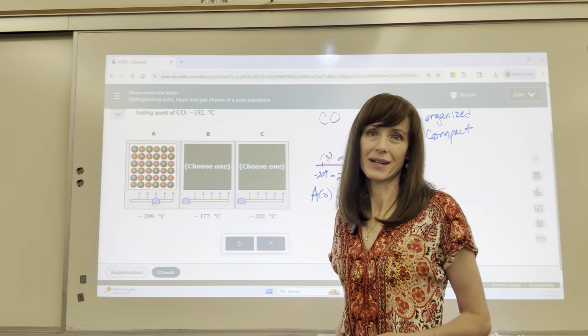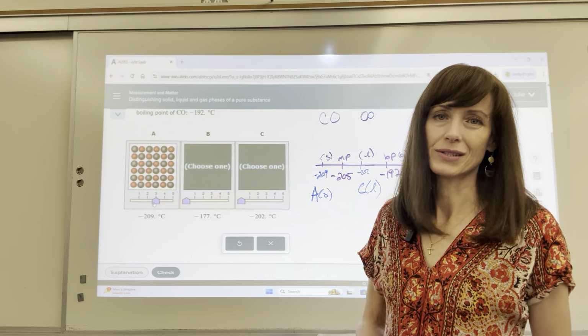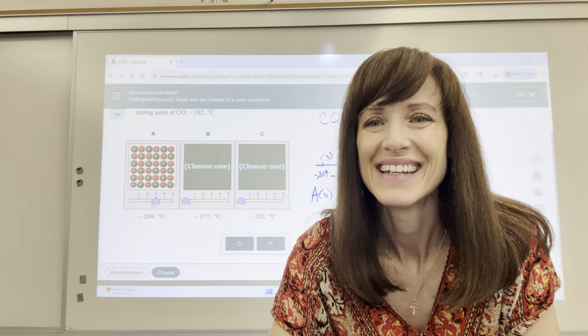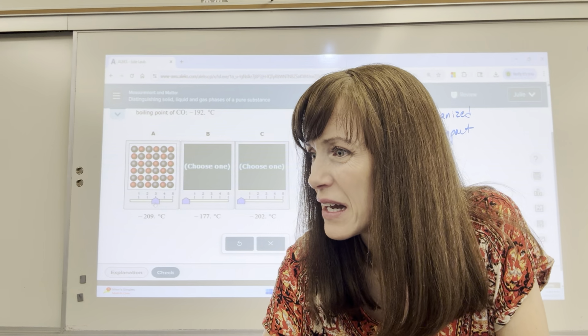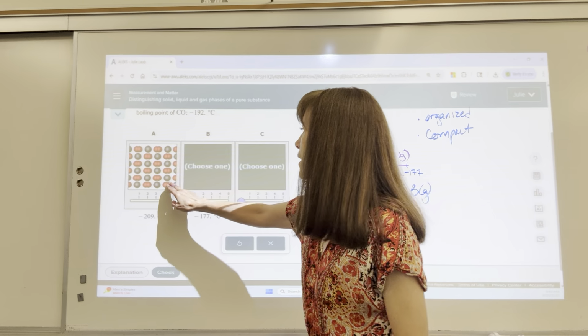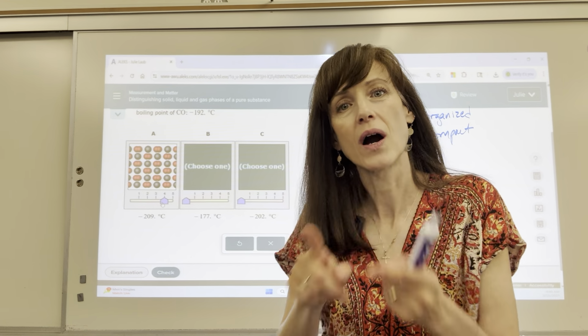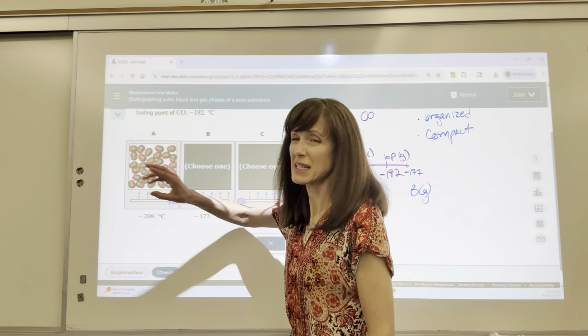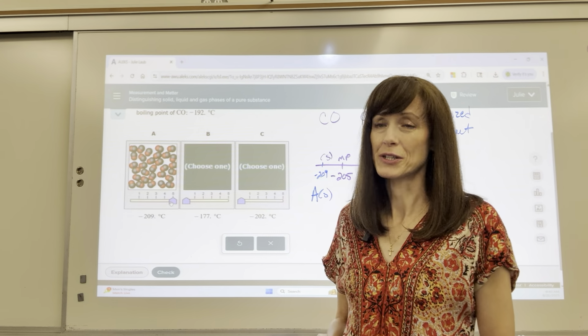Here, they're all separated. They're individual carbons and oxygens. So I very lovingly call that garbage. That is a nothing answer. And then we have another garbage. We have separated oxygen and carbon. It's not the compound carbon monoxide. And our last one, that's showing a liquid. So we have a little bit of space and disorganization.